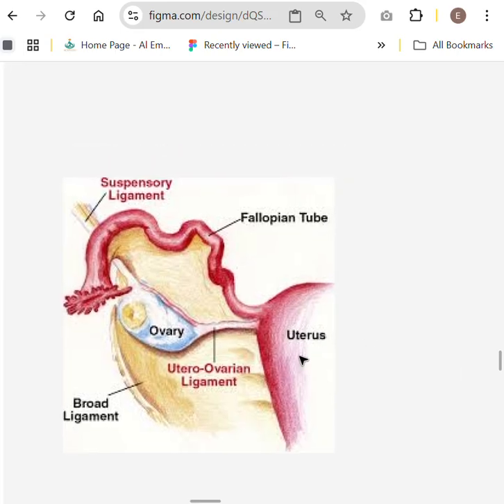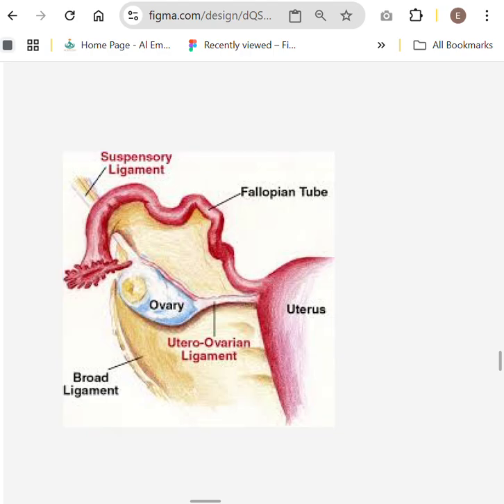Posterior to the ovary lies the ureter, where it runs downwards and forwards in front of the internal iliac artery. Always remember, water under the bridge. So the bridge is the internal iliac artery, and water under the bridge is the ureter. Now the structure of the ovary.